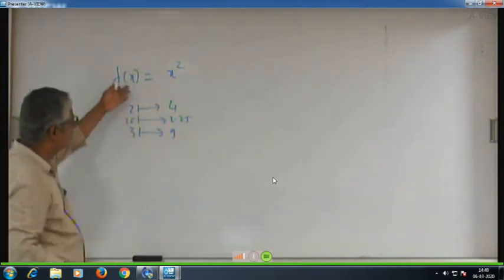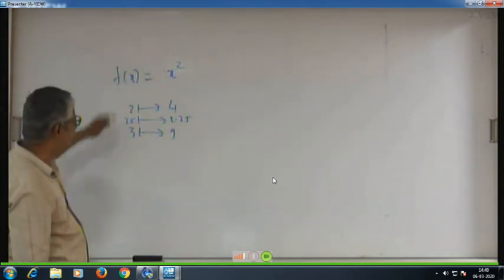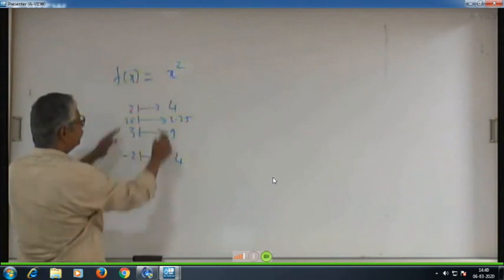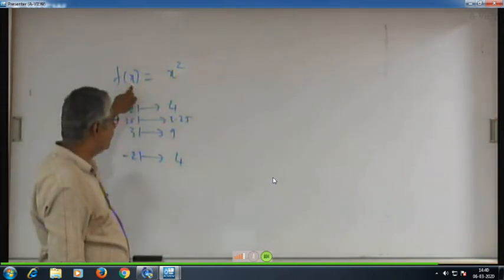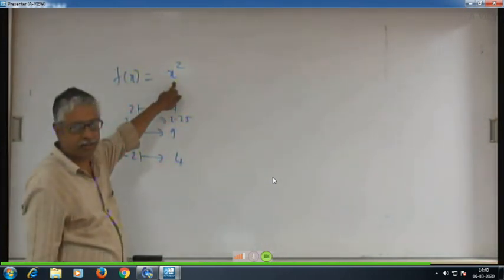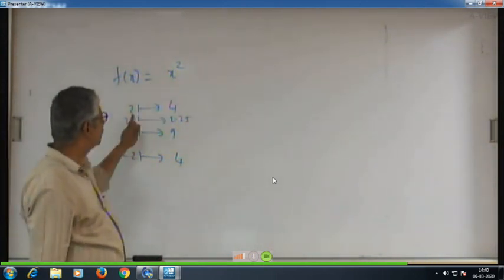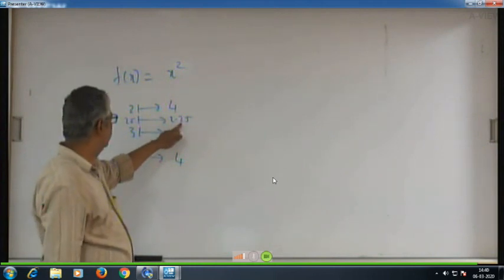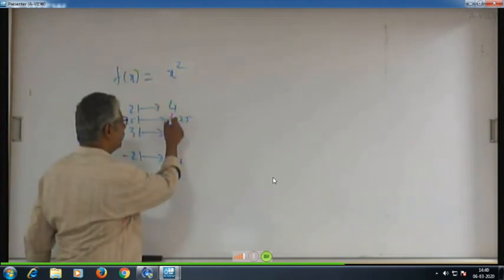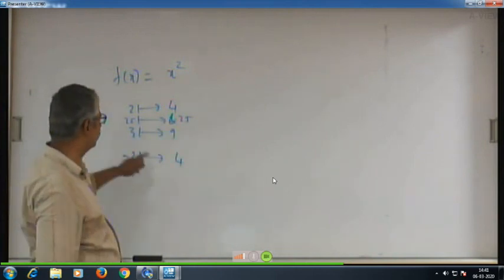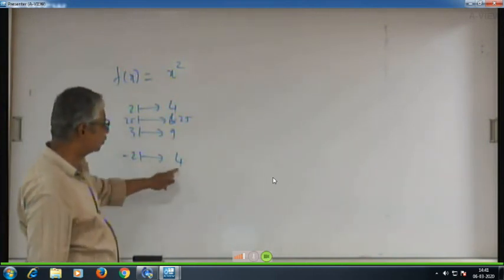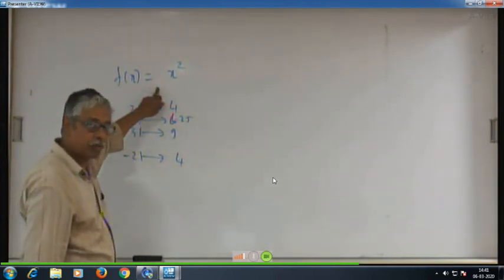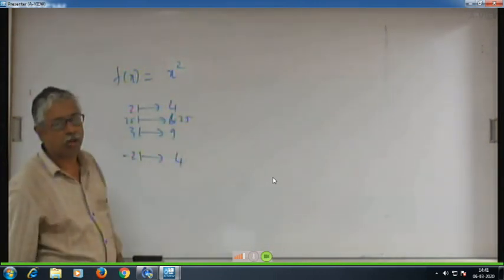You have to think about it. This is not just for integers. This is for all numbers. So minus 2 goes to 4. You think of this as some real number moving to some other real number. 2 moves to 4, 3 goes to 9, minus 2 goes to 4, etc. In this, I want to know which are the real numbers which are not moved at all.